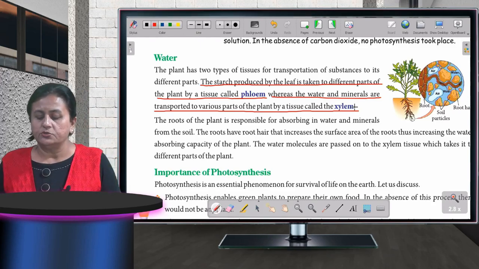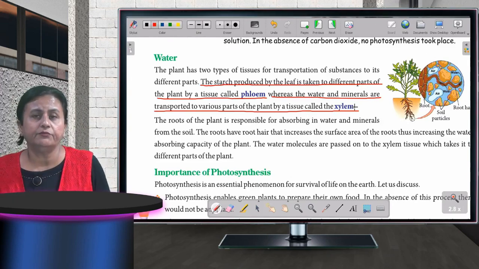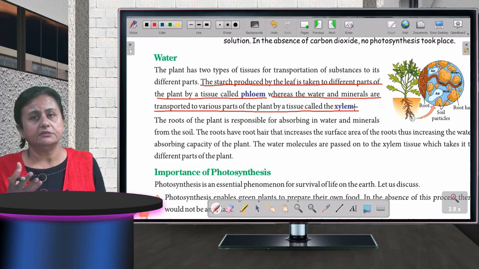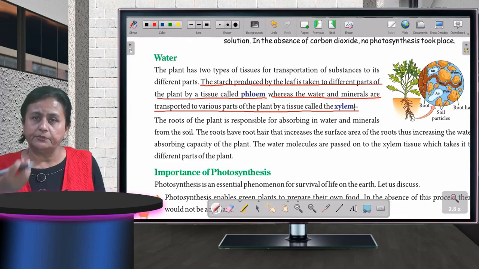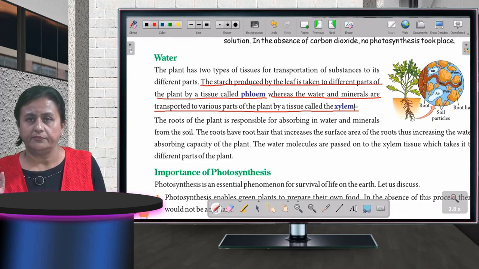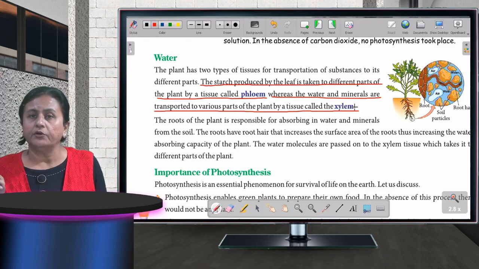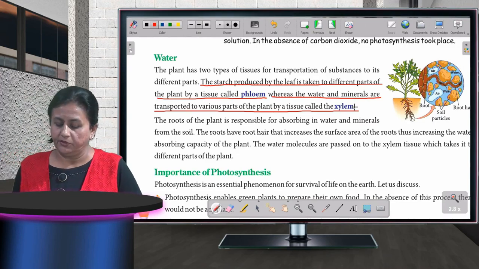Okay, so whatever food the plant is making is made in the form of starch. Once this food is ready, it is the duty of phloem to transport that starch to all the different parts of the plant, and it is the duty of the xylem to transport water and minerals which are required for the proper growth of the plant.